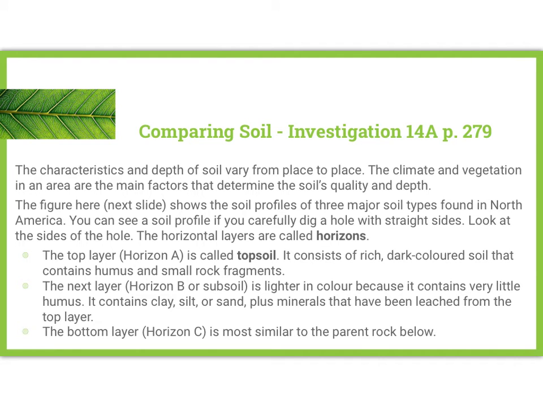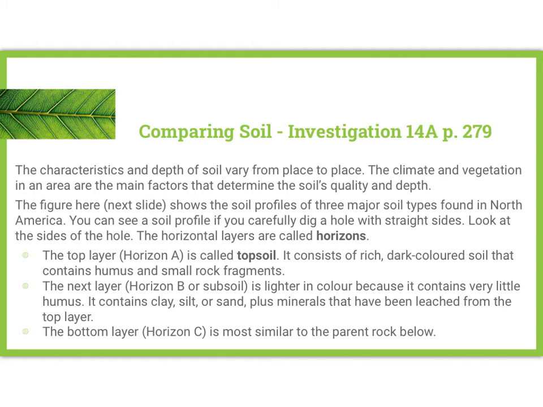So this is an investigation in your textbook, and I just wanted to point out a couple things here. If you don't want to listen to me read it, you could look on page 279 yourself. Otherwise, the characteristics and depth of soil vary from place to place. The climate and vegetation in an area are the main factors that determine the soil's quality and depth. The figure here, which I put on the next slide, shows the soil profiles of 3 major soil types found in North America. You can see a soil profile if you carefully dig a hole with straight sides and look at it from the side. You can see the layers.